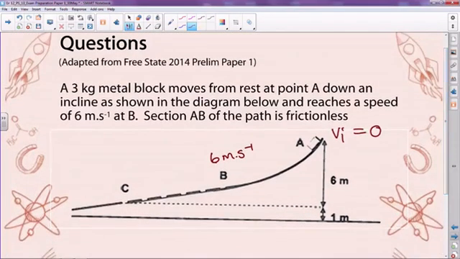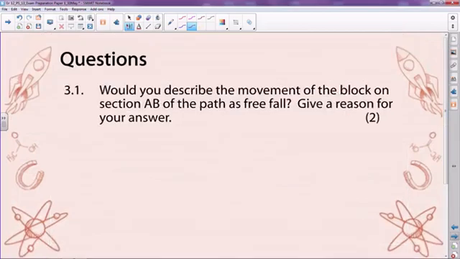So, first question says to us, would you describe the movement of the block on section A, B of the path as free fall? And then give a reason for your answer. I need you to think about that, so I'm going to give you a minute, and your minute starts now.